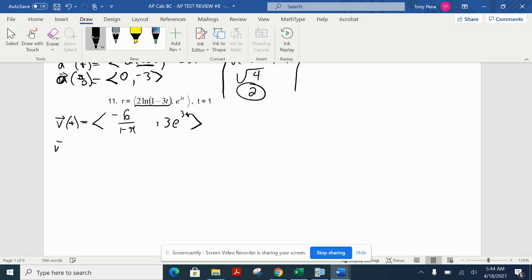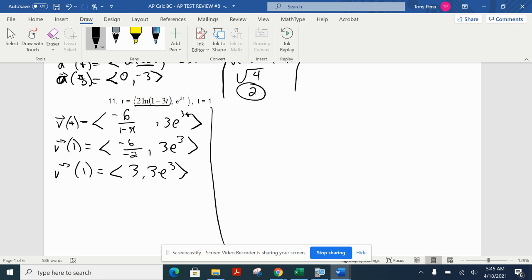And now we're going to actually evaluate our velocity at the time of 1. So we would get -6 over, if this is a 1, 1 minus 3, so -2. And then this would just become e to the 3 times 1, so just 3e cubed. So the final answer for my velocity vector at the time of 1 is 3, and then 3e cubed.